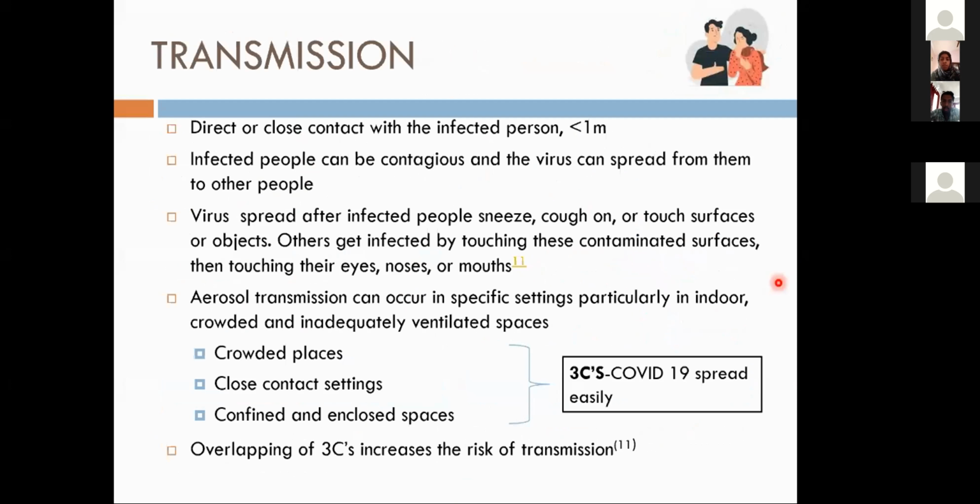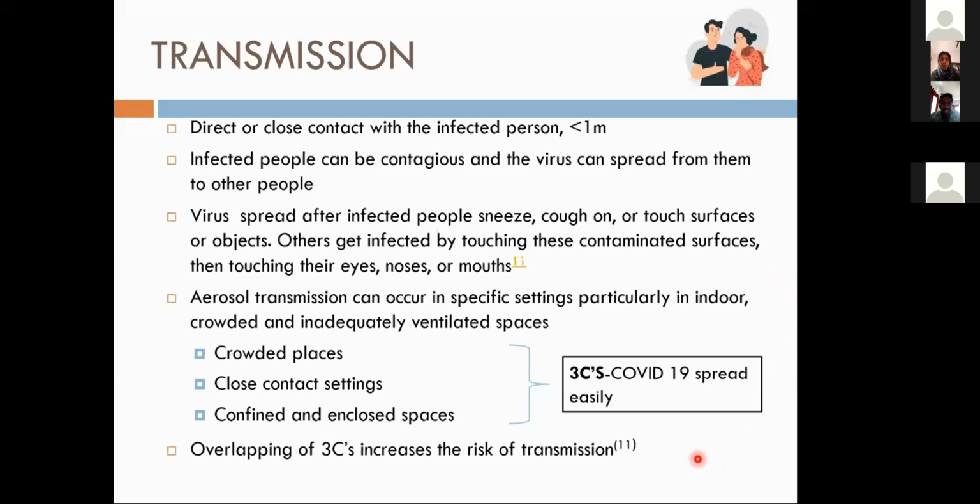Transmission here: we have direct or close contact with the infected person. An infected person can be contagious and the virus can spread from them to other people. The virus spreads after infected people sneeze, cough on, or touch a surface or object. Others get infected by touching this contaminated surface, then touching their eyes, nose, or mouth. Aerosol transmission can occur in specific settings, particularly in indoor, crowded, and inadequately ventilated spaces.